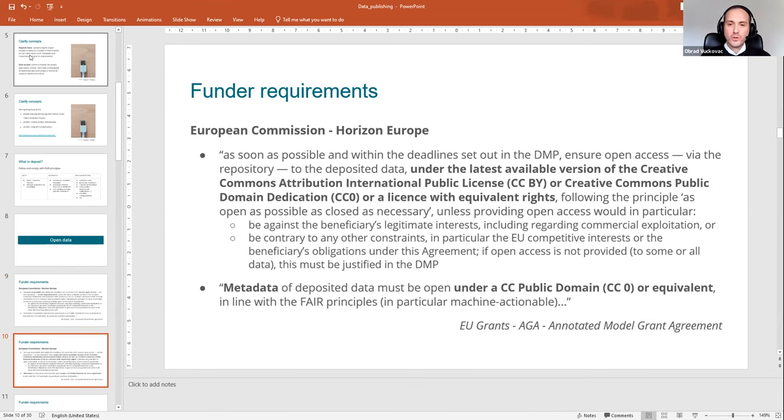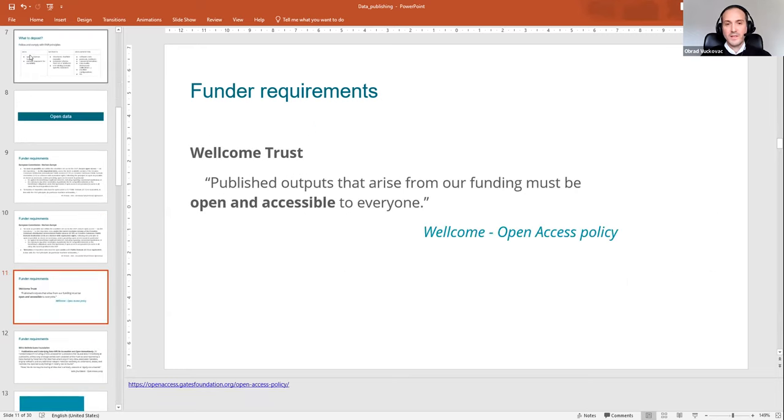Also, in Horizon Europe, I talked about licenses and also about metadata that needs to be deposited. And of course, metadata must be open under CC0 or an equivalent license, that means to be in the public domain, freely available. Of course, it all follows FAIR principles, so you know, the Accessible principle stipulates that metadata should always be accessible. Other funders also adhere to this. We have an example here with Wellcome Trust. They also require their data to be open and accessible under CC BY licenses whenever possible.